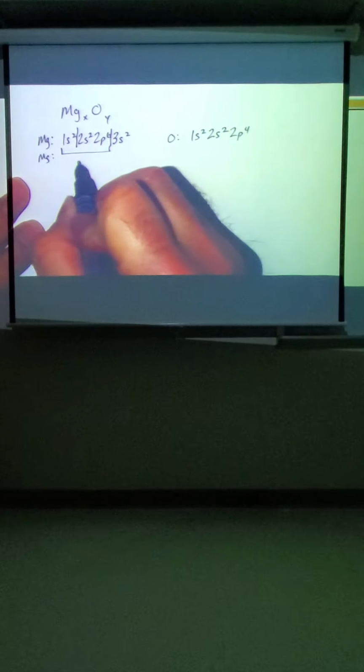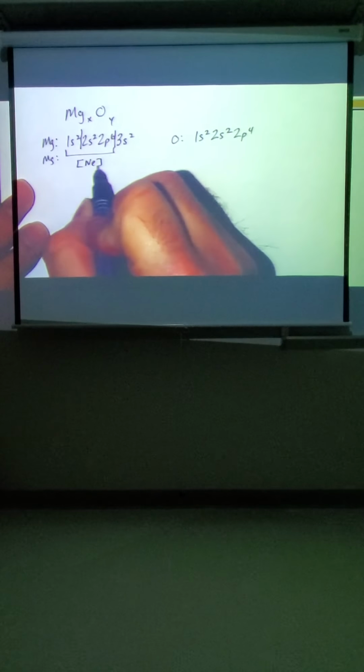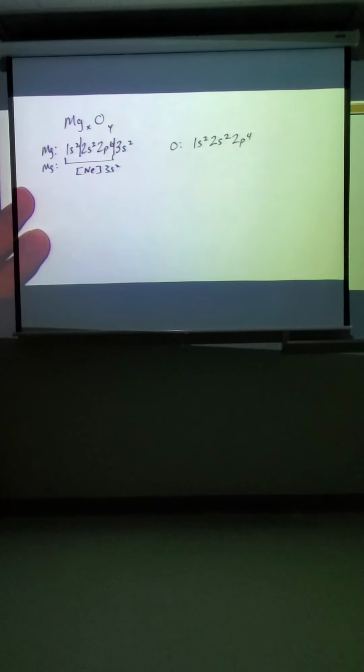So let's first take magnesium and do the noble gas configuration. So let's take the noble gases. Here's helium, here's neon, so let's write, this is just neon, 3s2, that's its shorthand conversion, so it's noble gas core configuration. Do the same thing over here. We're not quite to neon, so we're going to have to chop here. That would be a helium, 2s2, 2p4 for oxygen.